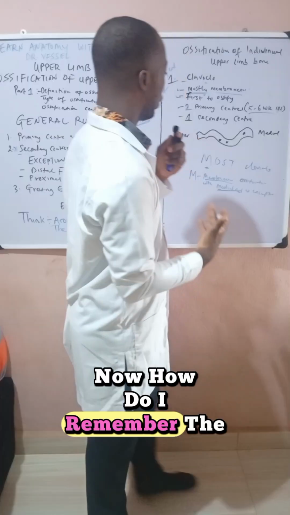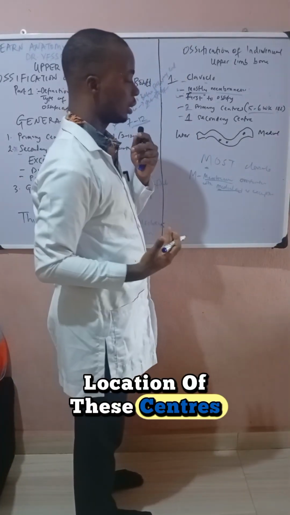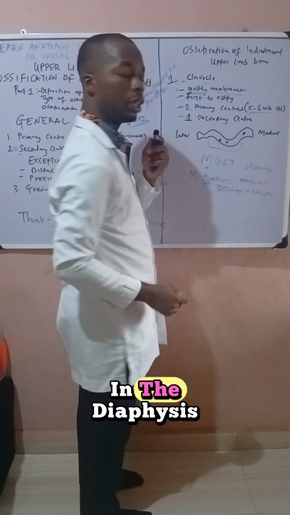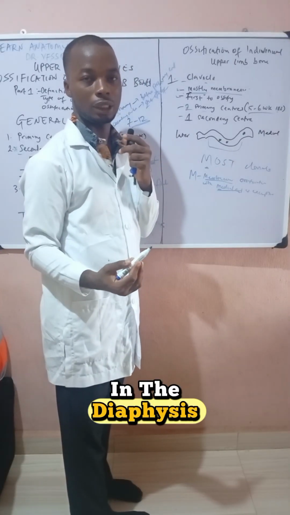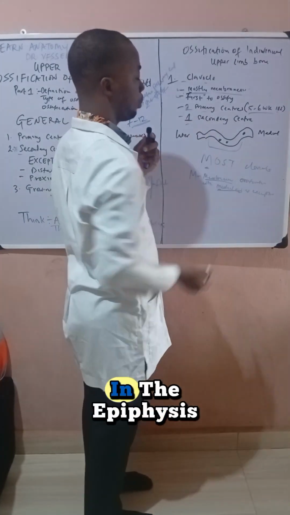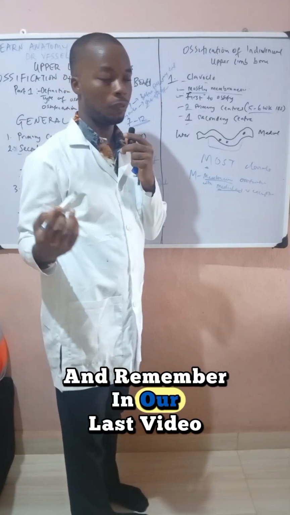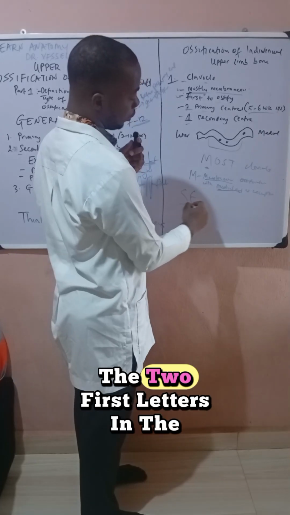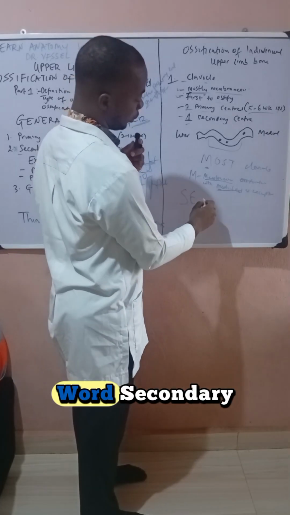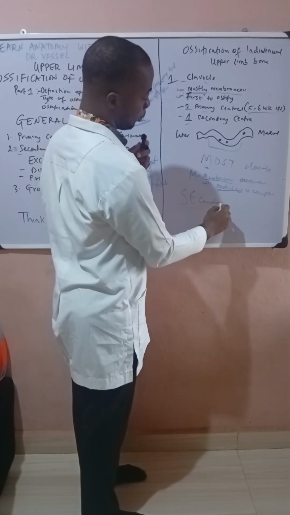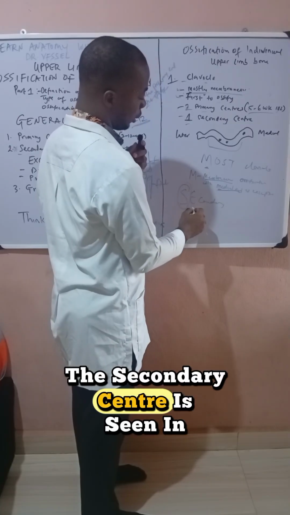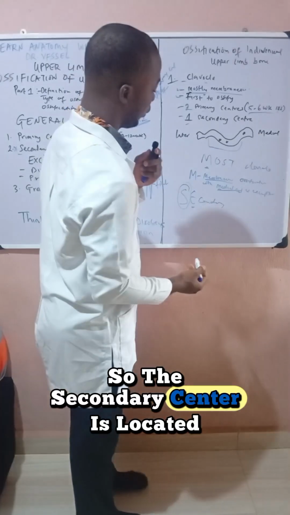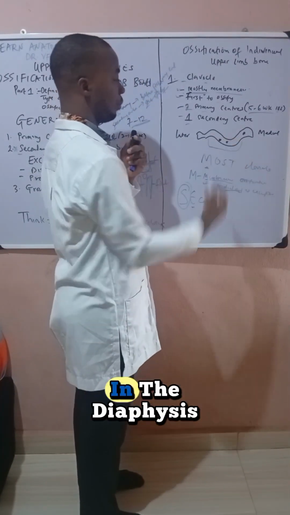Now, how do I remember the location of these centers? The primary center is located in the diaphysis, while the secondary center is located in the epiphysis. And remember, in our last video, we used "SE", the first two letters in the word secondary, to remember that the secondary center is seen in the epiphysis, that forms the epiphysis. So the secondary center is located in the epiphysis, while the primary center is located in the diaphysis.